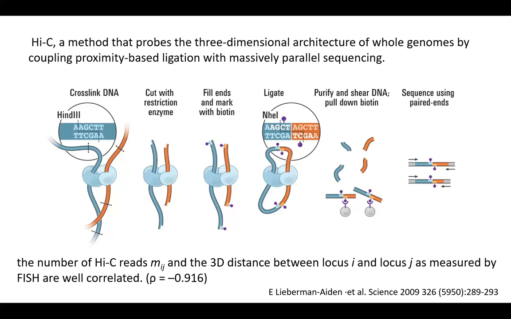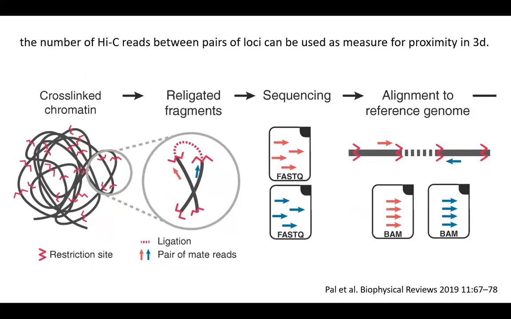But now they are connected. And then further fragmentation occurs, and you pull down by these markers, and then you can sequence this DNA, and you're going to get part of the DNA coming from this blue part of the chromosome, and the orange part of the DNA is going to come from this orange part of the chromosome. So although linearly they could be very far apart, if they're physically close together in 3D, they're going to be captured together.